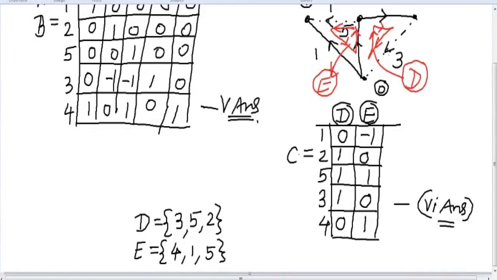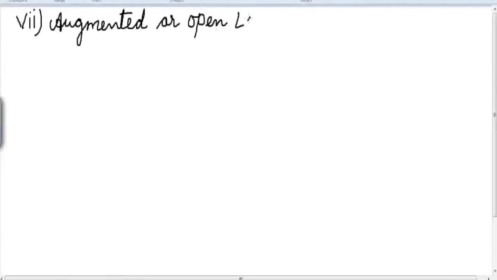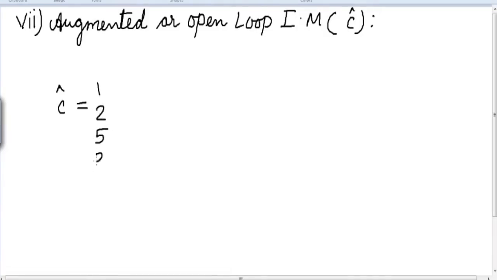Now only one matrix is left over. Let us go with that matrix. So the only one remaining is the augmented loop or open loop incidence matrix. This is denoted by C and A dot over it. What you have to do for this matrix is very simple. We have to copy the contents of the previous matrix and insert the names for the branches, that is 1, 2, 5, then 3 and 4.